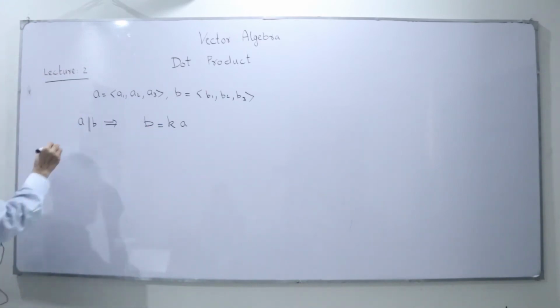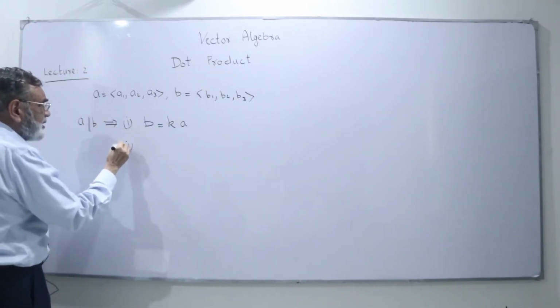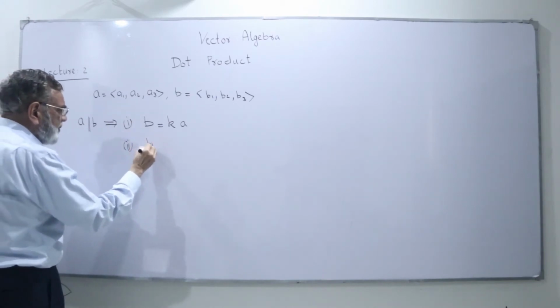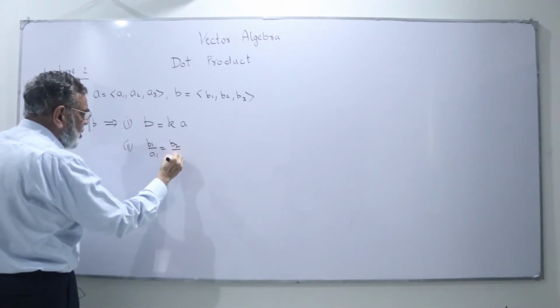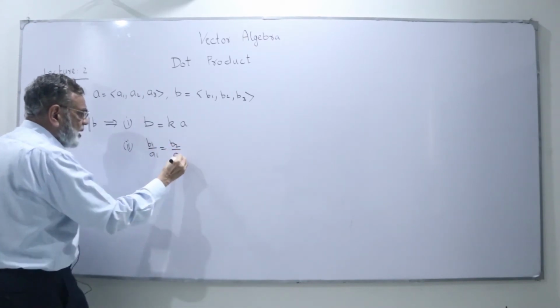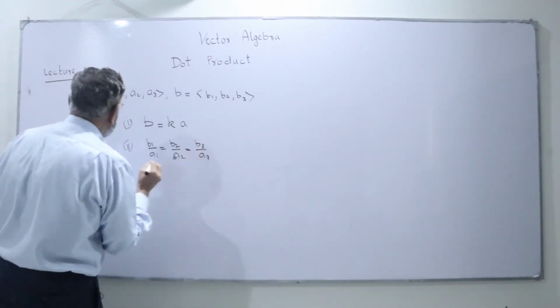We can look at this another way. This is number one, when they are parallel. Number two, when they are parallel, then B1 over A1 is equal to B2 over A2 is equal to B3 over A3. I will show you with the help of an example.